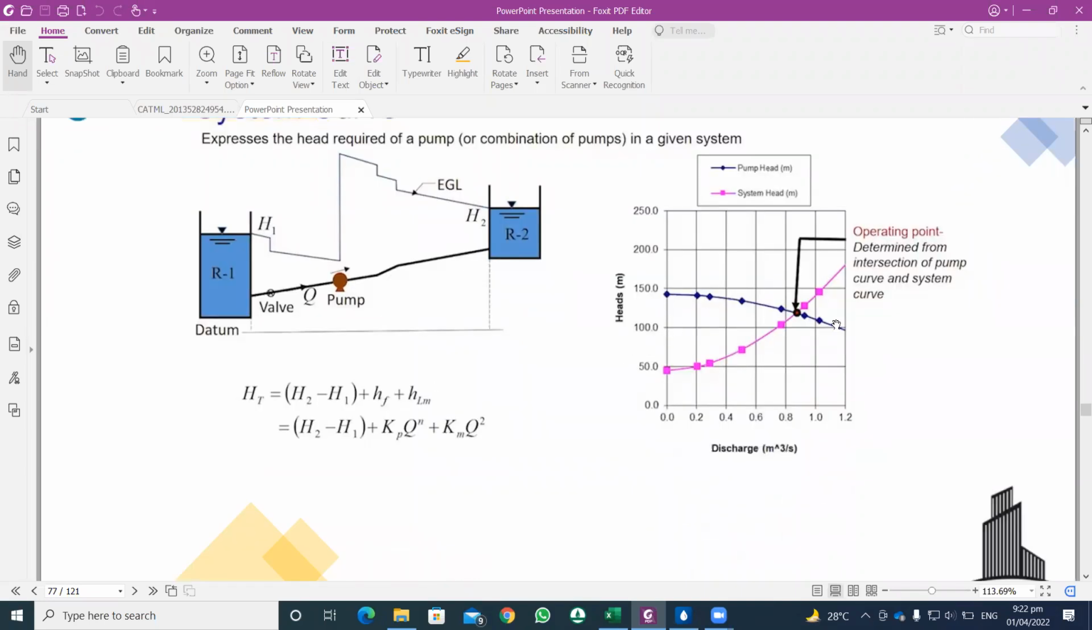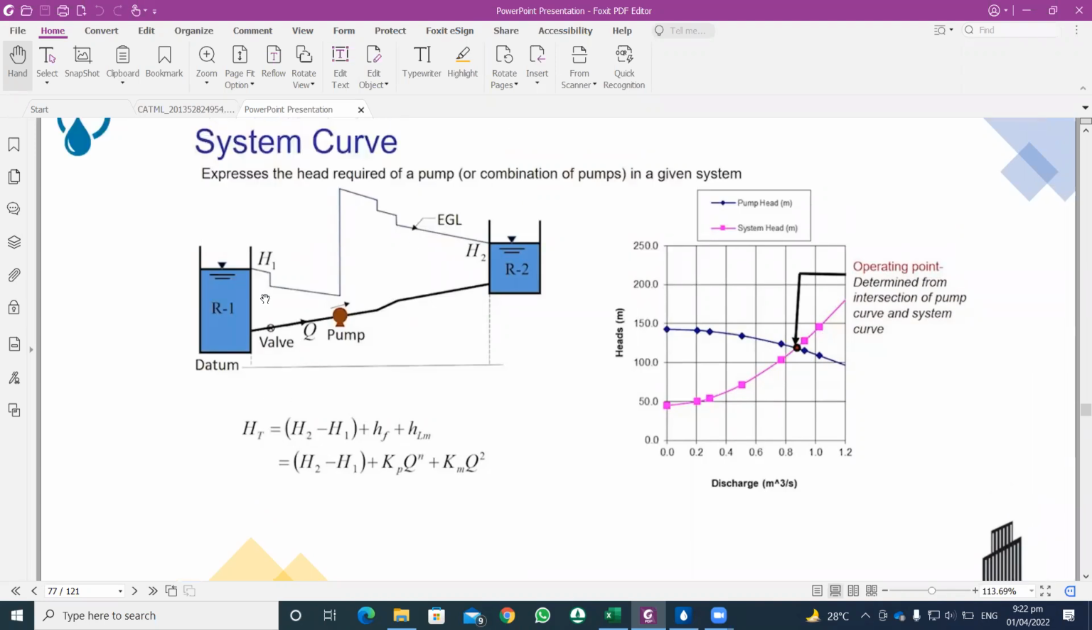This is the pump curve provided by the manufacturer, and this is the system curve. The point at which these two curves intersect is the operating point at which the pump operates and provides the head and discharge to the system. For this system, the system curve will be the difference between the water levels in these two reservoirs, plus the head losses through this pipe due to friction, and similarly the minor losses occurring at the valve and the pump, etc.